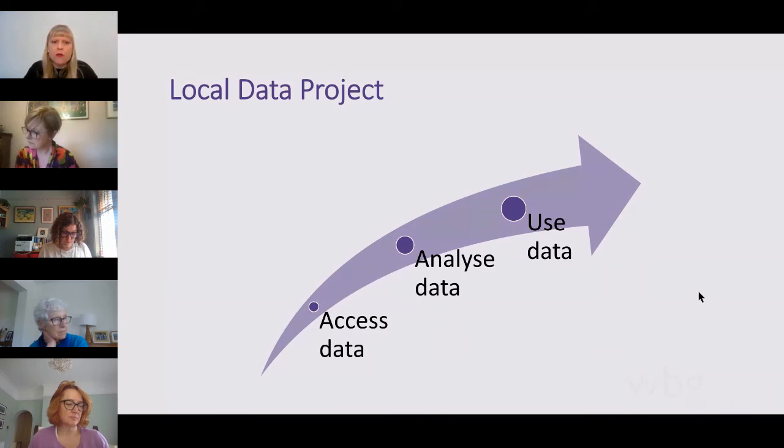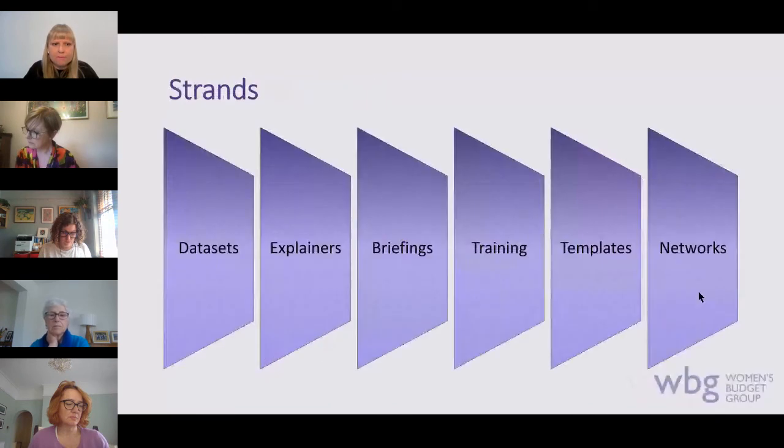So the Local Data Project has a few different strands. We want to have a wide reach in what we can accomplish on this 3-year project. We started a pilot in January, and we have taken feedback on board, and we've expanded slightly what we want to include. So we'll have links to data sets that are useful, explainers on different topics, briefings on different policy areas, training support, templates for organisations to use, and we want to encourage networking as well.